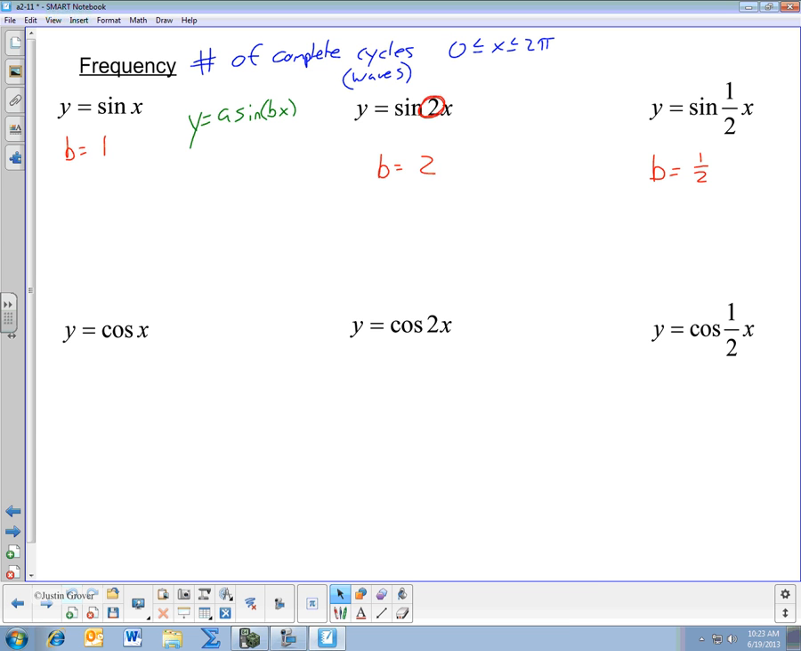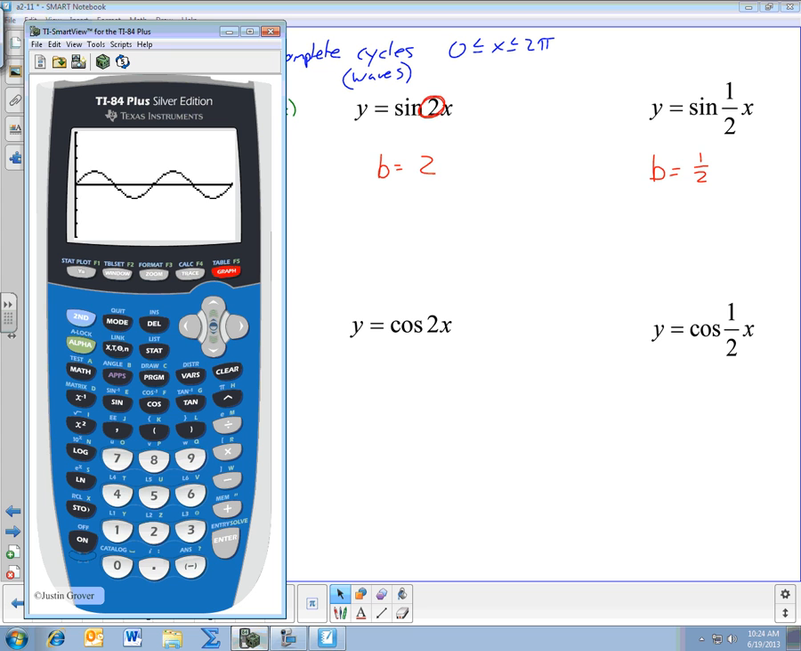And what that means is you're not going to have a complete cycle from 0 to 2 pi. You're only going to have half of the wave. So let's take a look at what that would look like. Sine 1/2 x. And you see that I only get half the cycle. I only have that top part of the curve. It never shows me the bottom part of the curve. So this is your frequency.